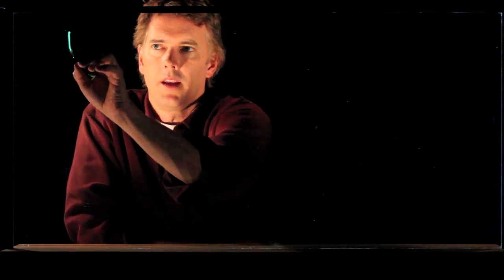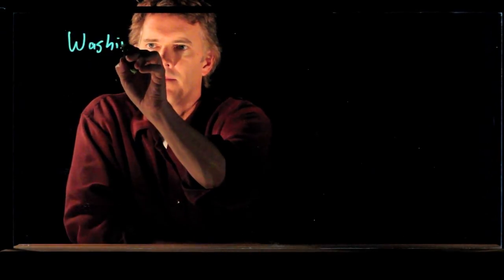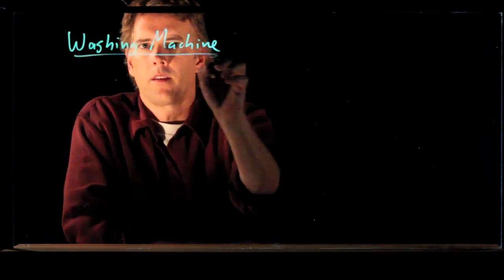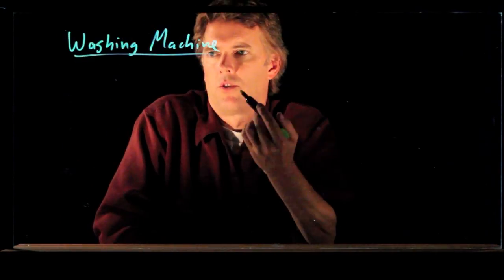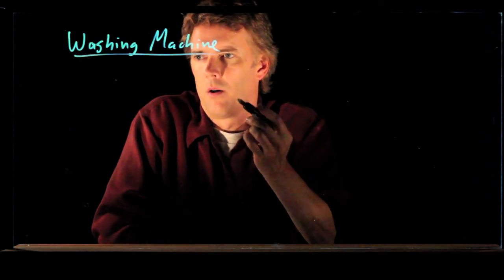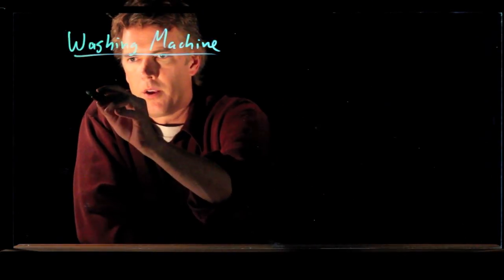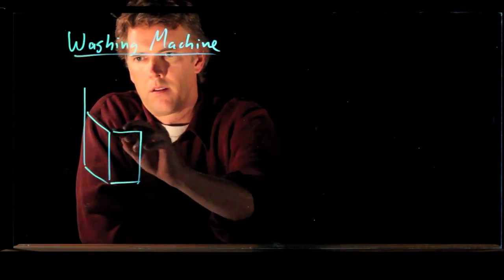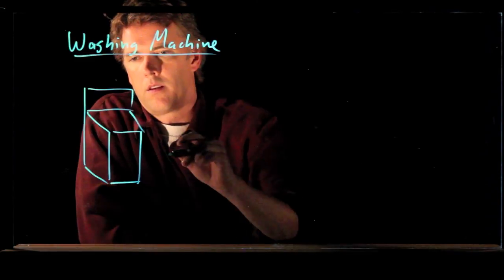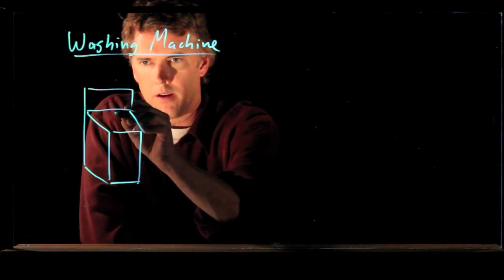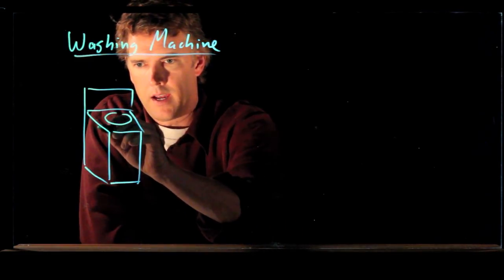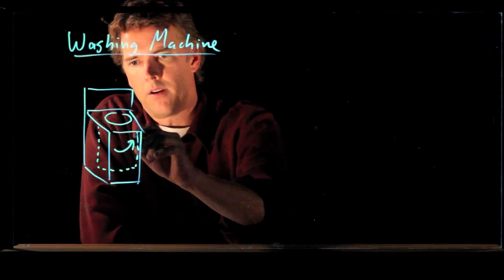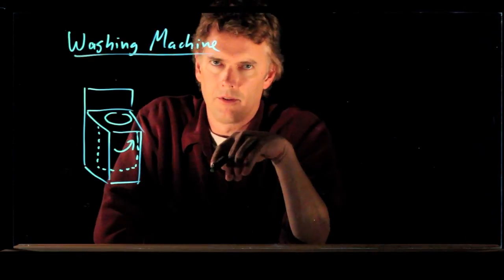So let's look at a washing machine. And let's think about the rotational motion during a washing machine cycle. So we all know what a washing machine looks like. It looks like this. Okay, in there is a cylinder, a big drum in there, and that cylinder spins around in a circle.